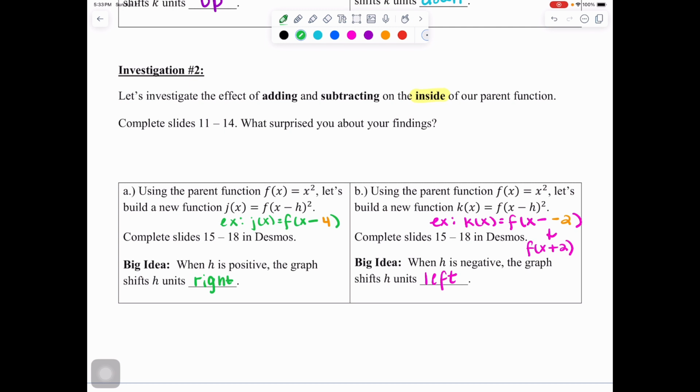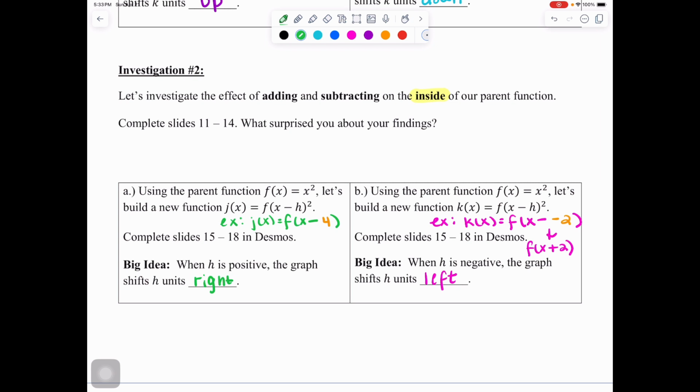In part B, using the parent function f of x equals x squared, let's build a new function. Once again, we were dragging the slider for h, but this time I dragged the h value to a negative number, for example, negative 2, which I then put in h's spot in the equation here in orange. You can see that those double negatives are really going to change this to f of x plus 2. So we have a plus 2 on the inside of the parentheses, but we actually go to the left.